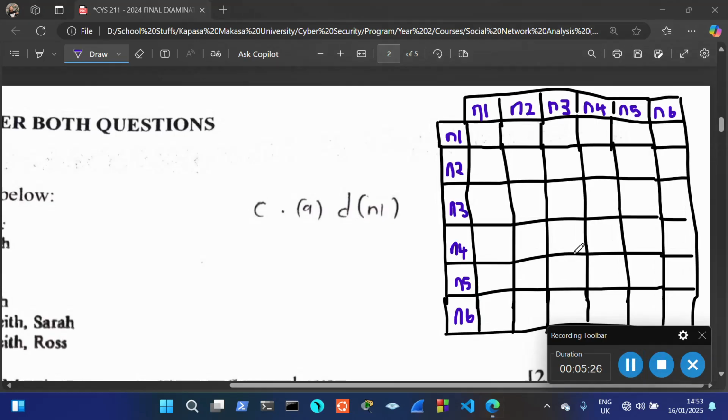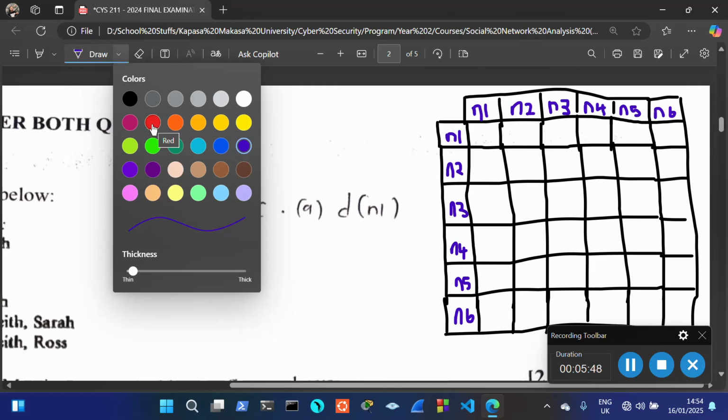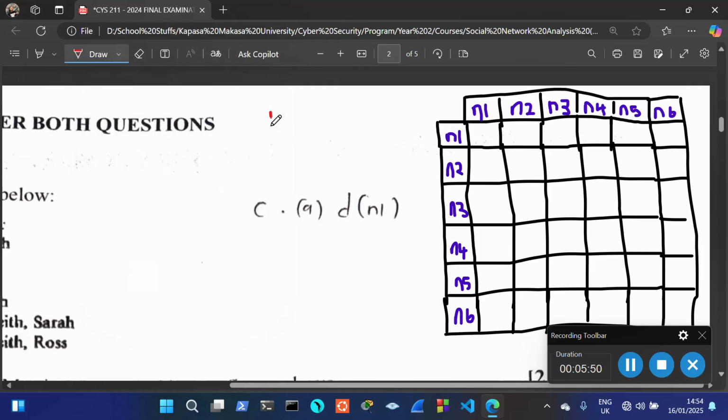Okay, now since we are saying it's a social matrix, we want to represent their relation in this 6 by 6 matrix. Why is it 6 by 6? We have 6 nodes on the rows, then 6 nodes on our columns, okay? So it's a 6 by 6 matrix. So now to represent this, we need to take note of two important things.